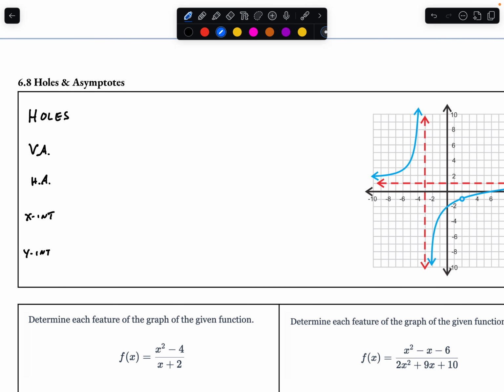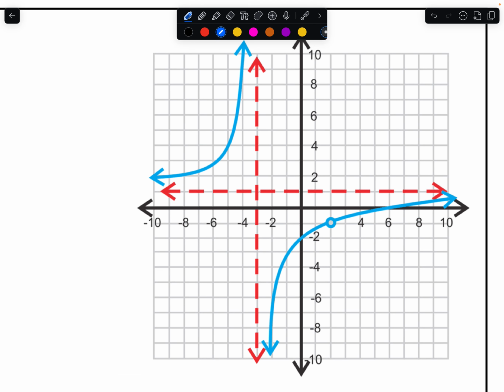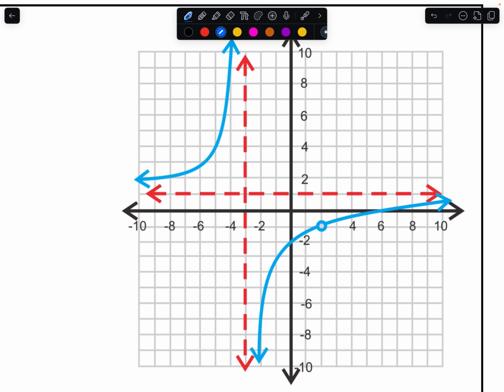Okay, welcome to 6.8 here. There's a lot going on in these rational graphs. First of all, if we take a look at this rational function right here, the first thing that kind of pops out to me is right here.